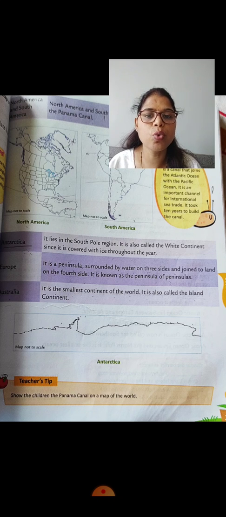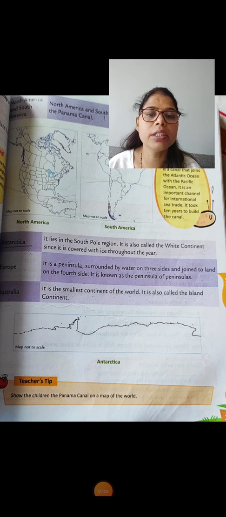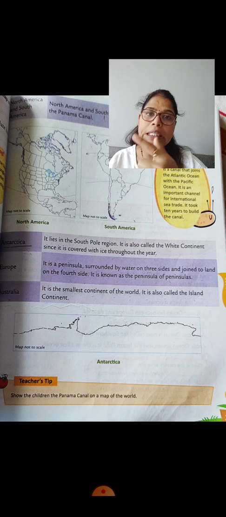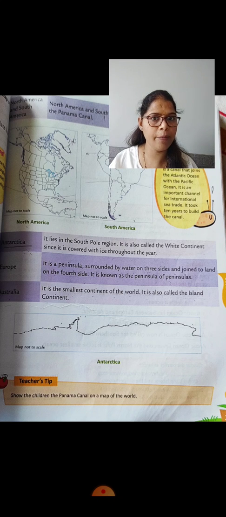It is a peninsula surrounded by water on three sides and joined to land on the fourth side. It is known as the Peninsula of Peninsulas. Europe continent is a peninsula. Peninsula means three sides of this continent are surrounded by water and the fourth side is joined to the land. So it is called a peninsula.